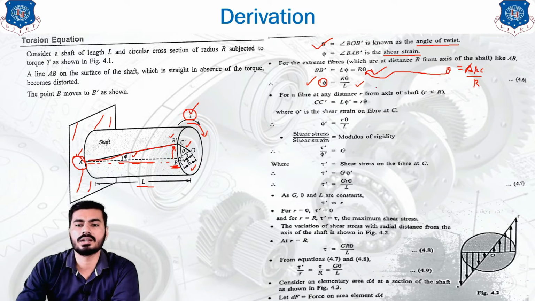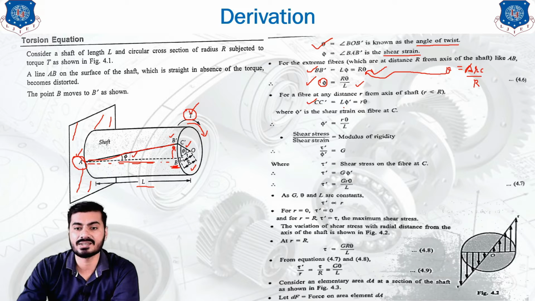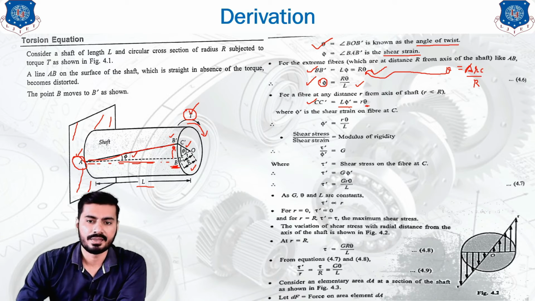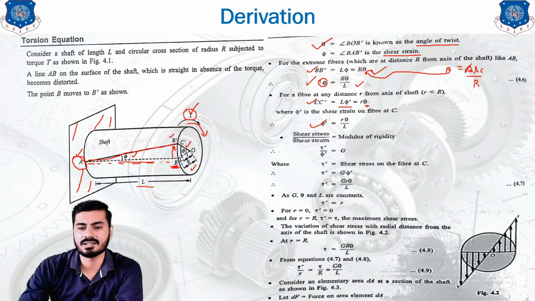Now we will move to another step, that is CC dash. Something like BB dash, we have taken another point, that is CC dash. And for CC dash the radius is changing, and that's why the angle will also be different. And due to the different angle, we have represented it as phi dash. And because theta remains unchanged, or it is a constant, that's why we have kept it as it is, that is R theta. Now we will make phi dash the subject. So phi dash can be written as R theta upon L.